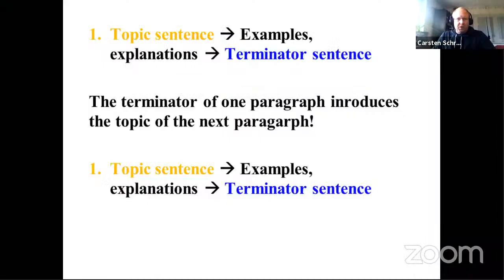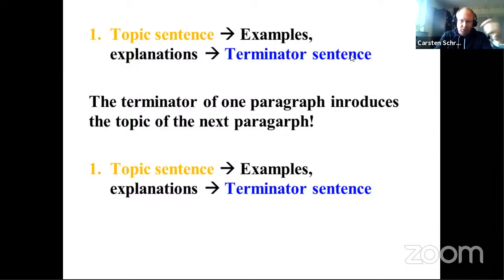So the structure in principle is like this. We have a topic sentence that introduces the topic which you were supposed to write. And then the terminator sentence tells us what is the conclusion from this paragraph. So the topic sentence introduces something we want to talk about, and then we have some conclusion or general statement. And in between, what is missing so far are the examples and explanations. And then starts the next paragraph.